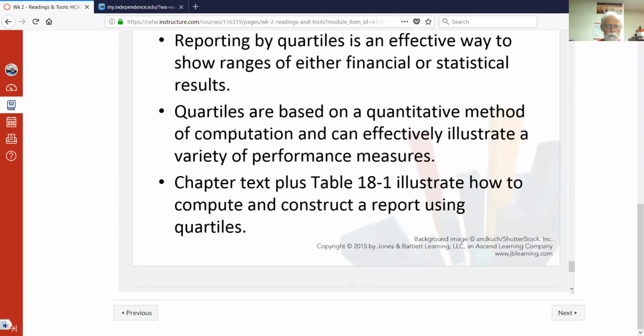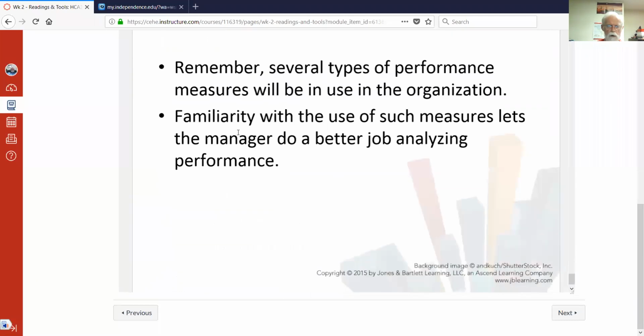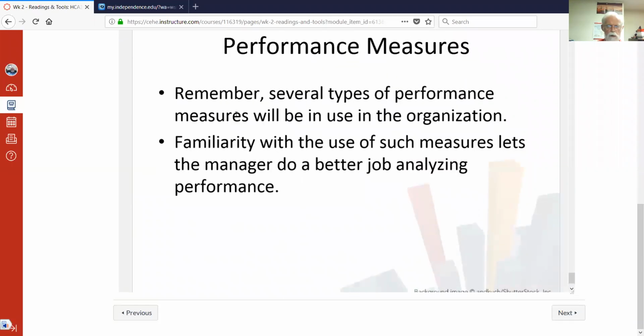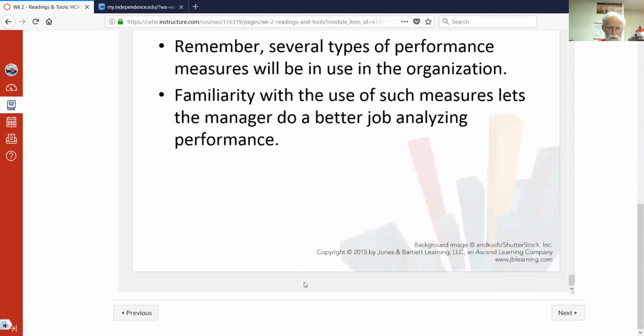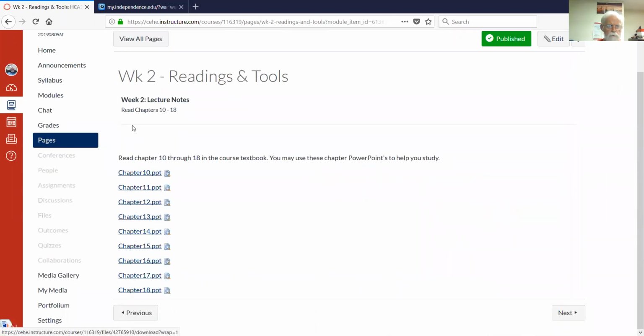Quartile presentations of data are part of statistics. We'll get into that when you retake statistics. Okay, so that's those chapters. Any questions out of that one? No, sir. All right, so let's go back.